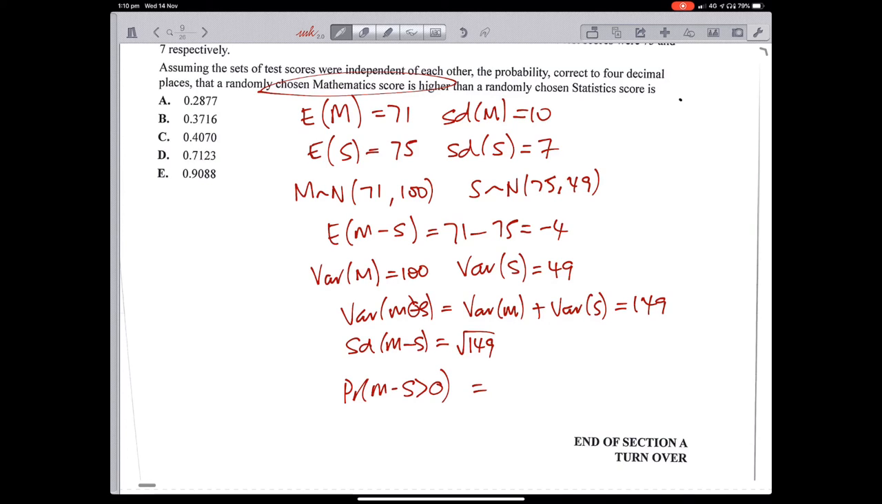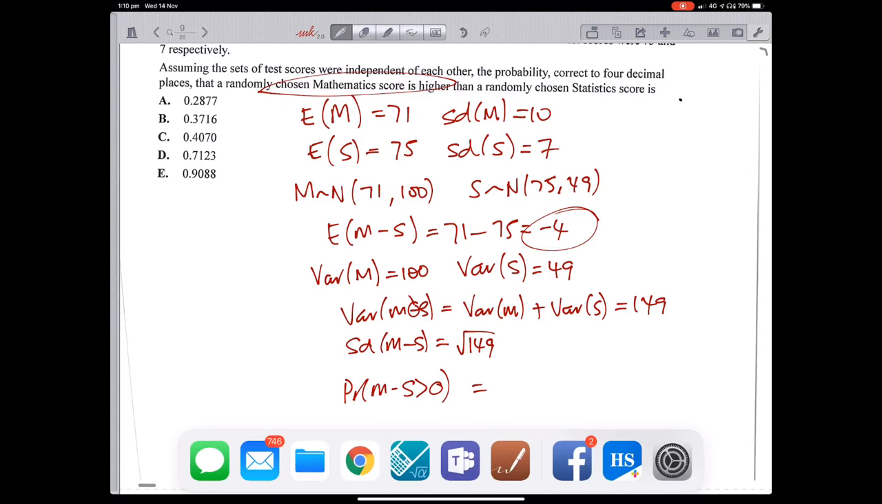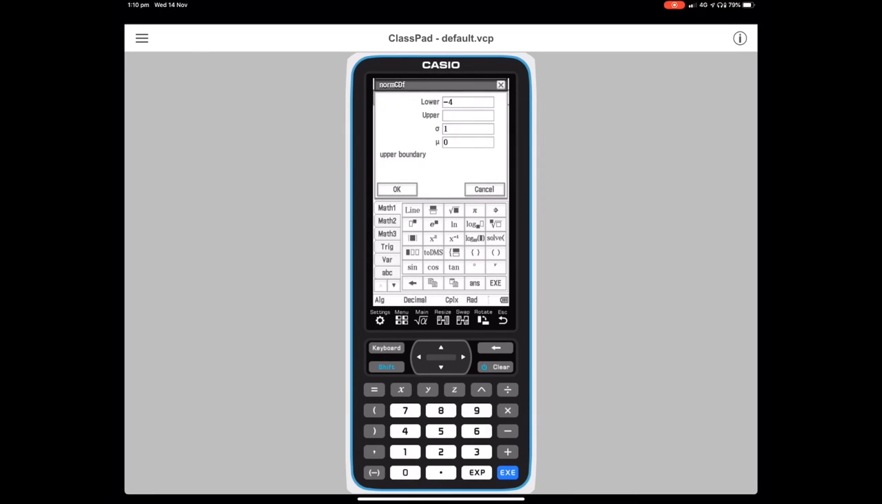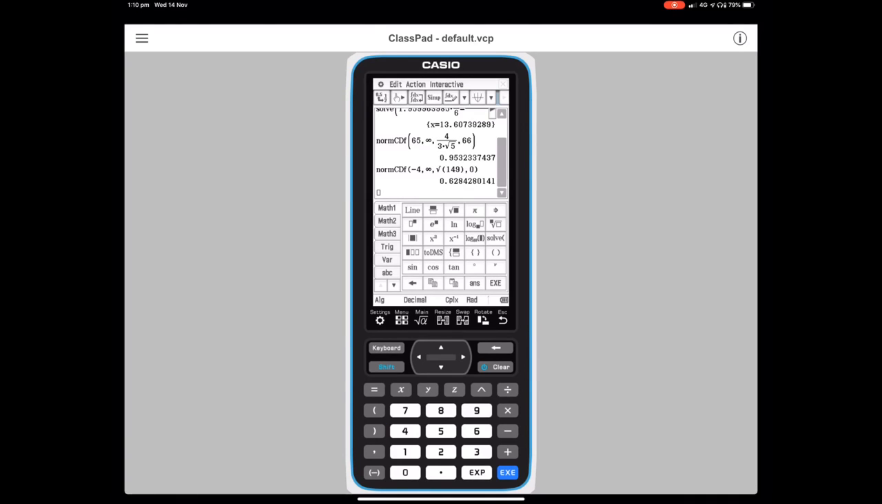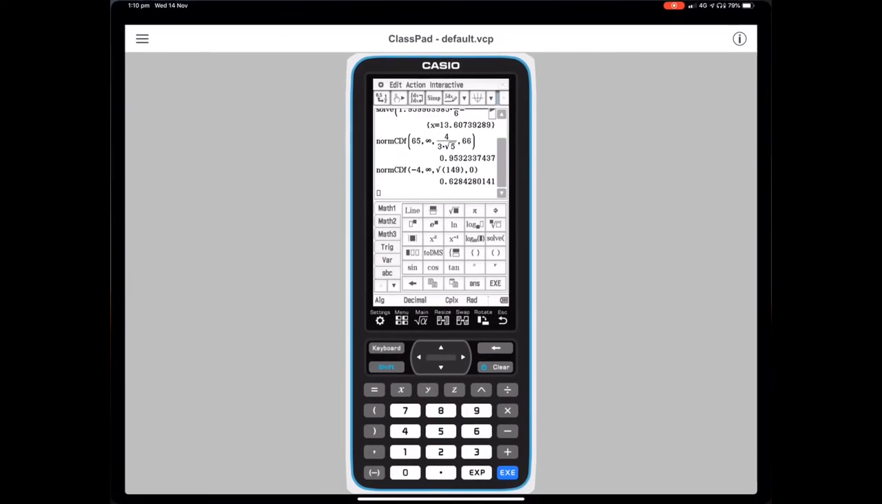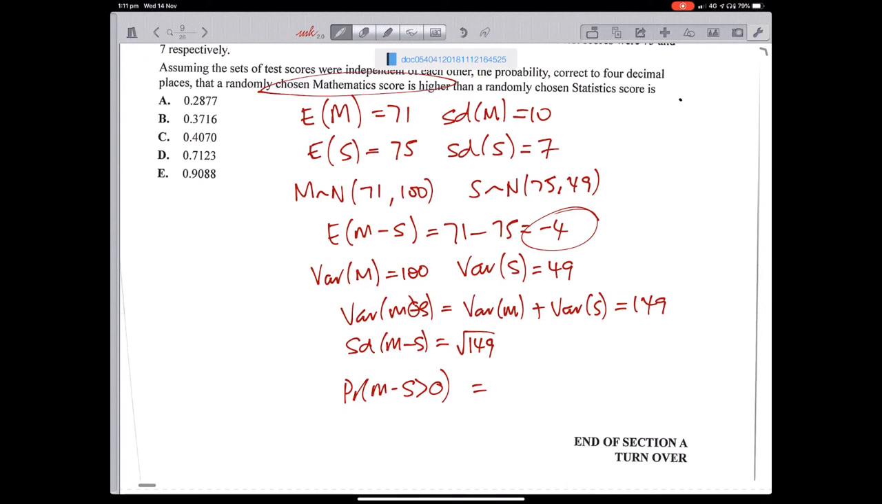We want the probability that M minus S is greater than 0. So on our CAS, normal distribution, continuous, lower negative 4, upper infinity, sigma root 149, mu 0. Well, 0.6284, I must have something wrong. My expected value is negative 4. Oh, I've done that around the wrong way. So I want to find the probability that it's greater than 0, and my mean is negative 4. 0.3715, 0.3716.